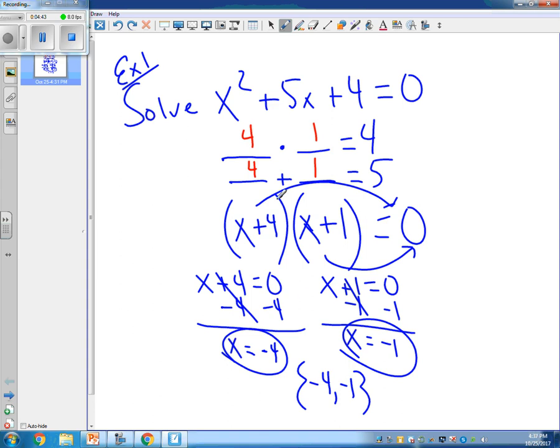Let's do the same thing with negative 1. Negative 1 all squared is positive 1. 5 times negative 1 is negative 5. 1 minus 5 is negative 4. Negative 4 plus 4 is 0. And that's why you can see that these two numbers are solutions.